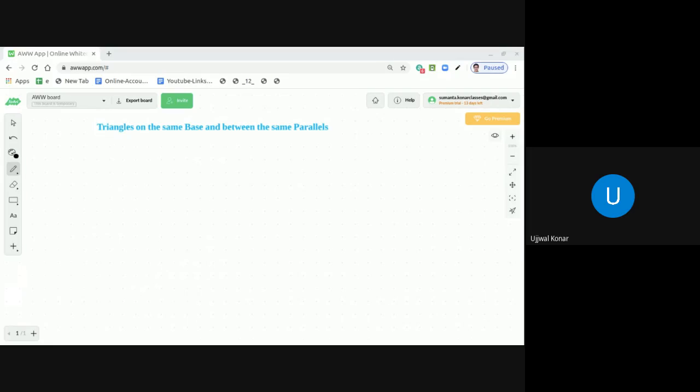So, let us understand what is meant by the triangles on the same base and between the same parallels. For that, let us consider this adjoining diagram. As you see, there are two triangles here. One is the triangle ABC and the other one is the triangle PBC. Both have the same base BC and they are between the same parallels BC and AP. Correct, dear students? I hope all of you are able to get it clearly.